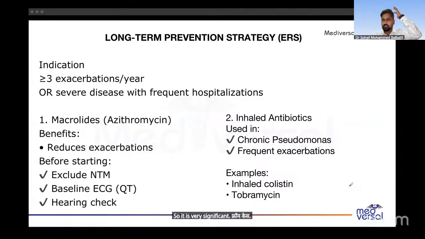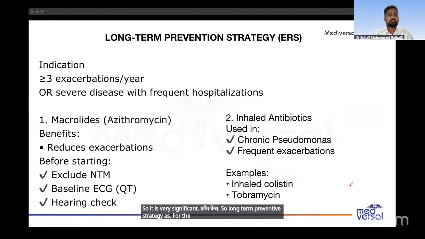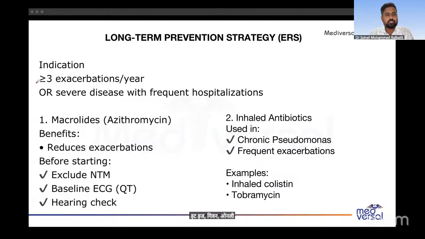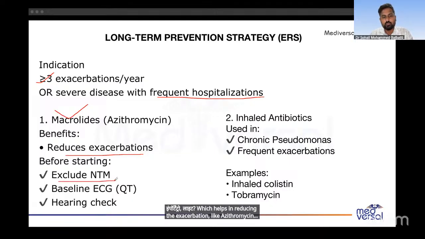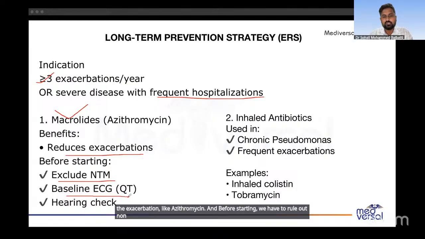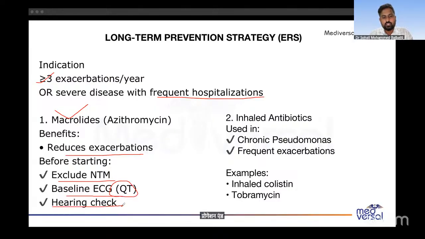So long-term preventive strategy as per the guideline is given only in patients who are having more than 3 exacerbations per year or who are having frequent hospitalization. So we have 2 important things we can use. One is macrolide, like azithromycin, which helps in reducing the exacerbations. And before starting, we have to rule out non-tubercular mycobacteria, and we should get a baseline ECG for QT prolongation. And we should also do a hearing check. So these are the prerequisites to be done before starting long-term macrolide therapy.